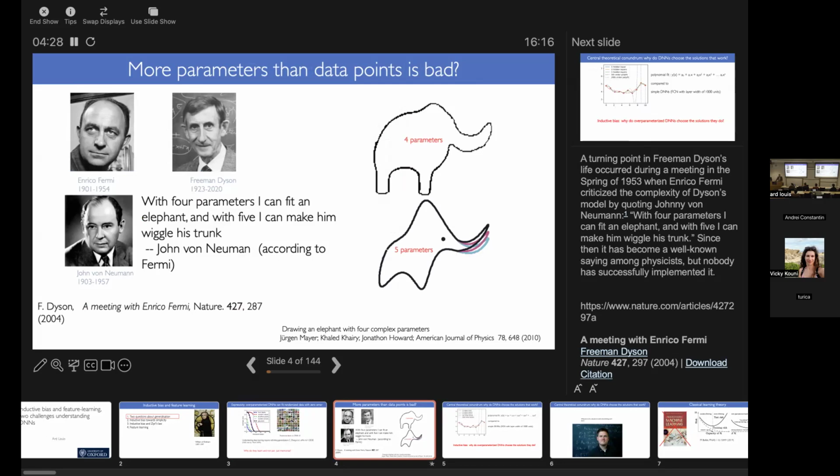And this is deep in physics. We teach this from a very young age: don't use too many parameters because you're going to get nonsense. And in fact, a number of years ago, a group showed that, as usual, Fermi was right about these things. It turns out that with 4 parameters, you can't make an elephant. With 5, you can make it. With 5 complex parameters, you can make it wiggle its trunk. So that quote gives us an intuition for how we would expect these things to work. We shouldn't use way more parameters than data points, or we're going to get nonsense.